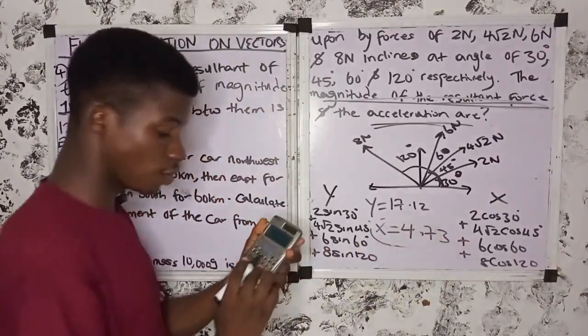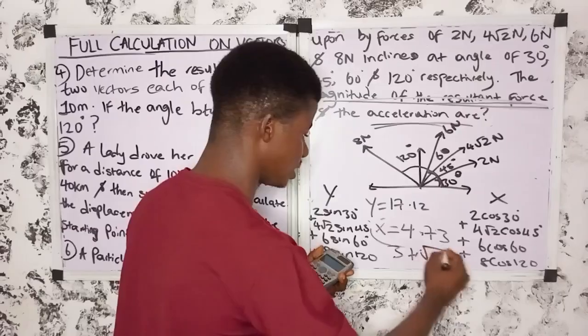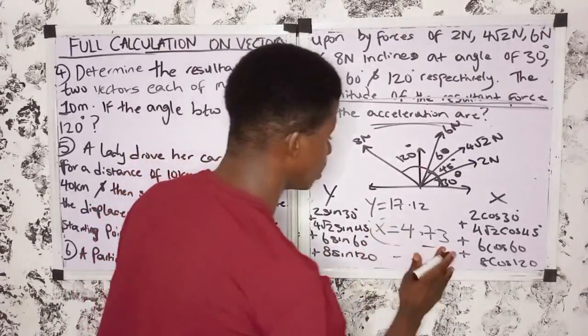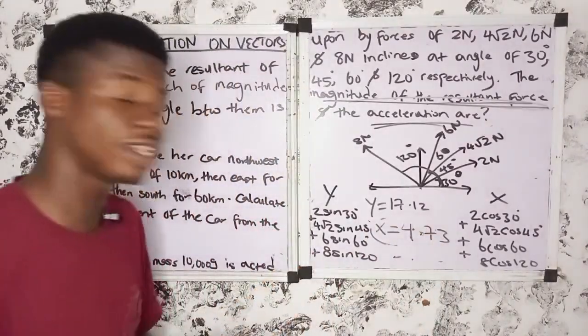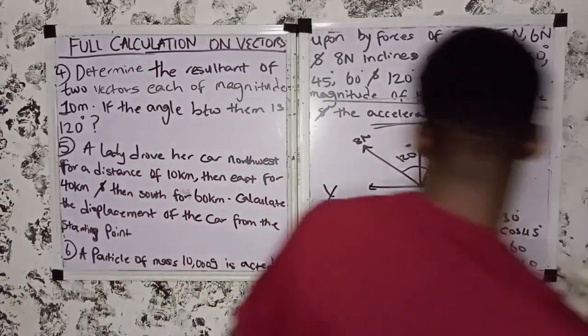4.73. If you do it at first, you have 3 plus root 3, which is what the calculator gives me, 4.73. Our y is 17.12. Our x is 4.73.